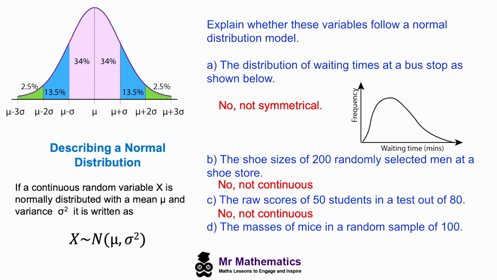Then for part D, masses of mice in a random sample of 100. Well, this could be modelled normally. What we would do is plot the distribution, and if we had a smooth curve which is symmetrical about the mean, then yes, that would have a normal distribution, okay? Because we know that mass is a continuous variable. In the next video, we're going to look at calculating probabilities using a normal distribution model.